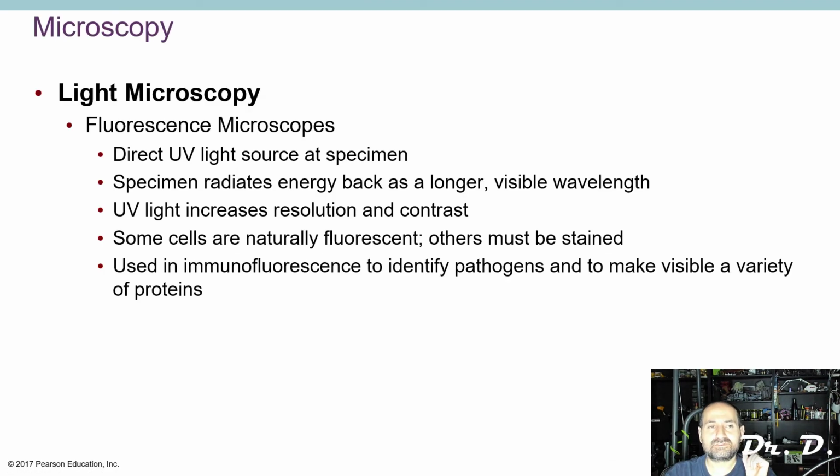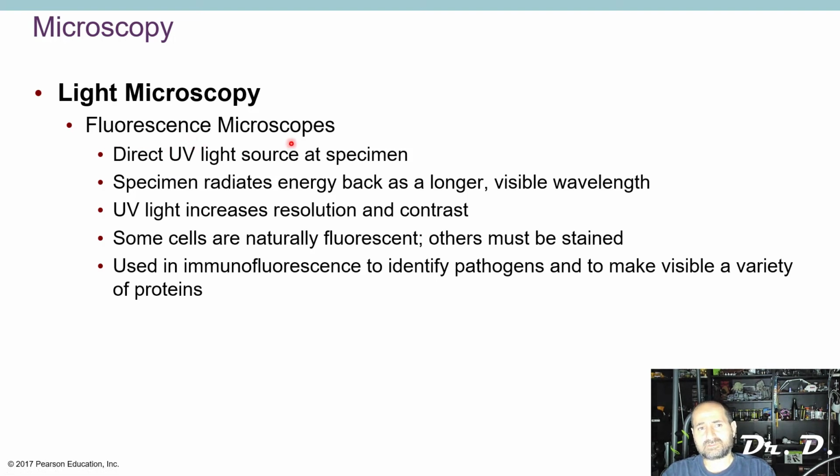Okay, now let's talk about fluorescence microscopes, which are another type of compound light microscope. However, we don't use these in the lab, mainly because they're kind of expensive and they require a lot more prep work to prep your sample. I'll explain why in a second. But let's take a look at what these fluorescent microscopes are.